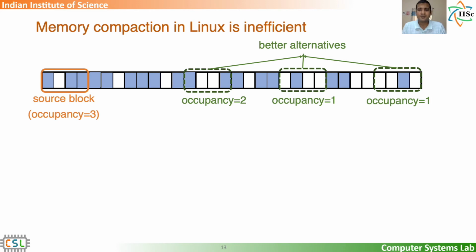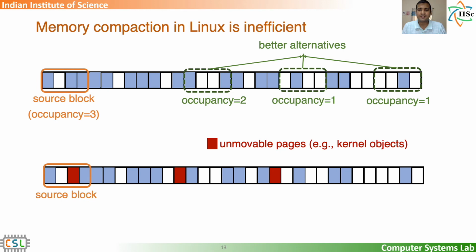The second problem comes from unmovable pages. For example, Linux cannot migrate kernel objects such as page tables and DMA buffers. Linux's approach of compaction also disregards the placement of unmovable data, and it can select a memory block as the source even if the block contains unmovable pages.